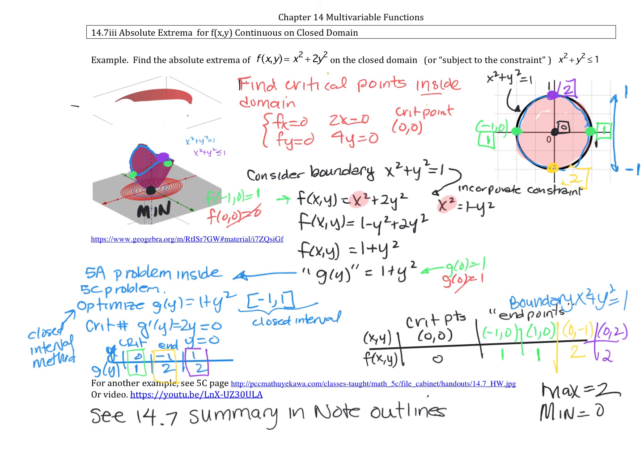And then the yellow point corresponds to when y equals negative 1 and x equals 0. X equals 0, y equals negative 1. That's putting us up here. So the maximum occurs at these two values, and that functional value is 2. The absolute minimum is here, it's 0.